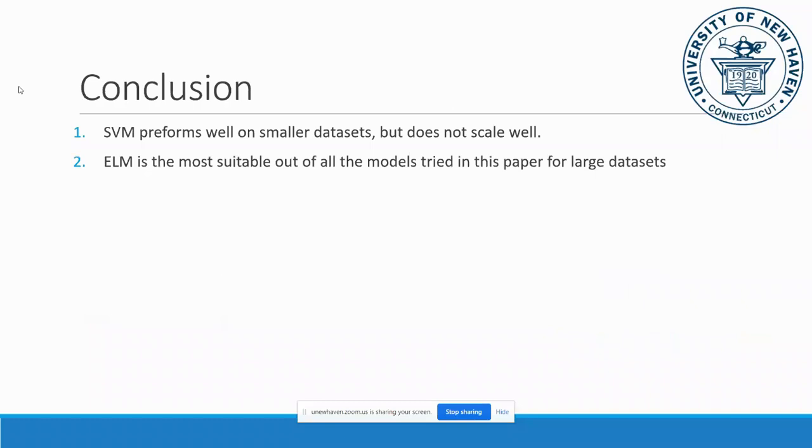Conclusion, it's the same thing I just said. The SVM performs well on smaller datasets, so the half and the 1/4, but it doesn't scale well to the largest dataset. ELM is the most suitable of all the models tried in this paper for very large sets.